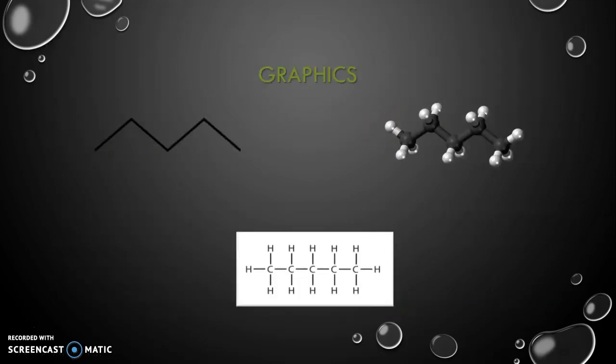Here are some structural drawings of pentane. The skeletal structure is here, the 3D structure of pentane here, and the zigzag structure here, which shows the abbreviated carbon atoms.